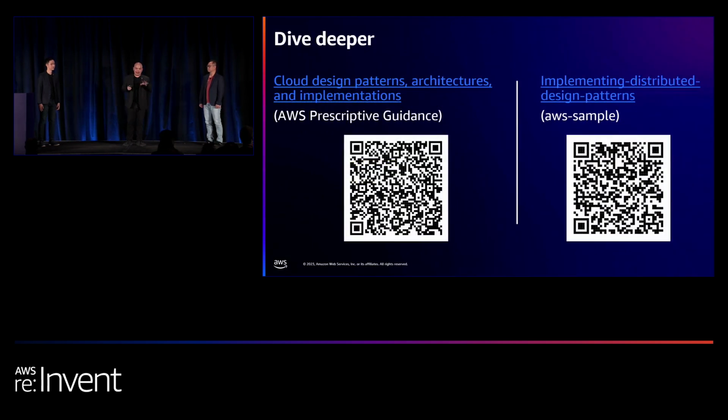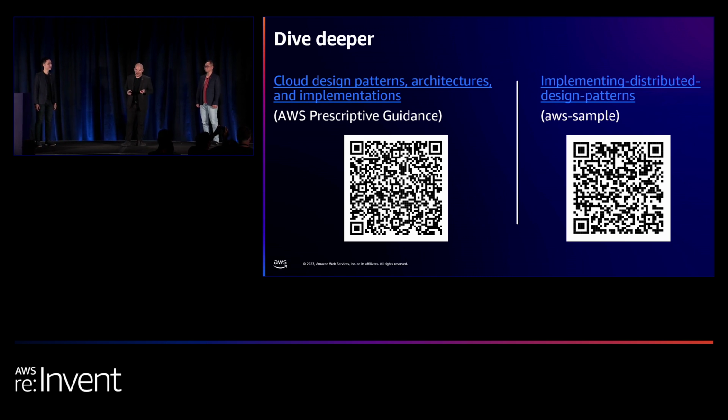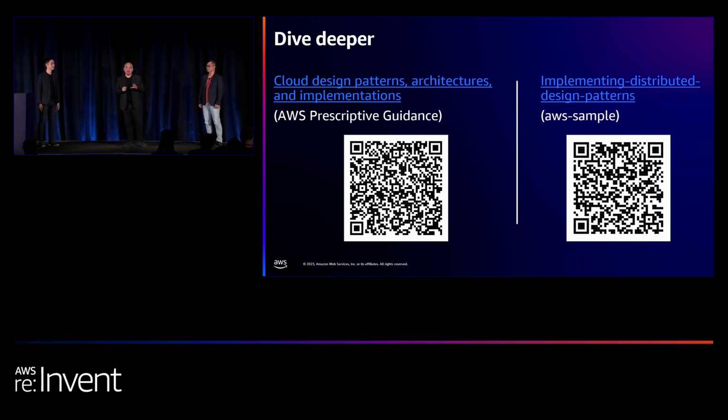And if you want to dive deeper, I would recommend checking out the following resources: the Cloud Design Patterns, Architectures, and Implementations on AWS Prescriptive Guidance. So you can explore more of the distributed design patterns and implement and deploy them on the cloud. And also the code sample for this presentation, we just published on AWS Samples. So you can check it out as well to see how we actually implement the code following this kind of architecture and design pattern. And the code itself is runnable using CDK, so you can try it.